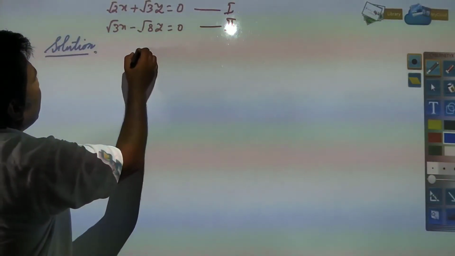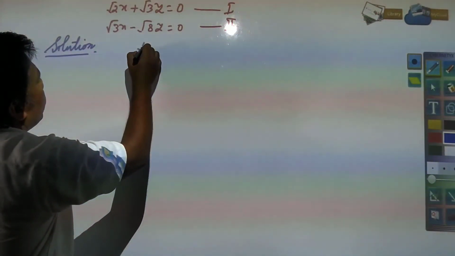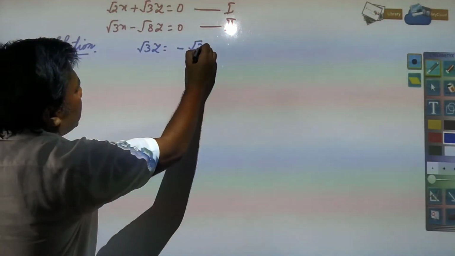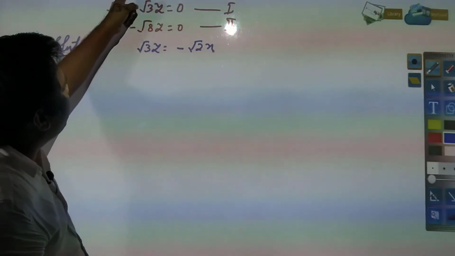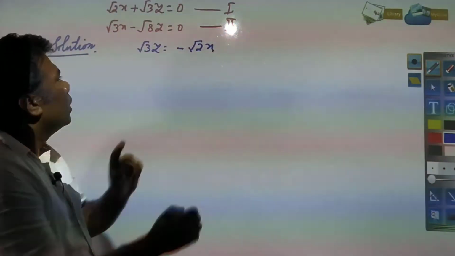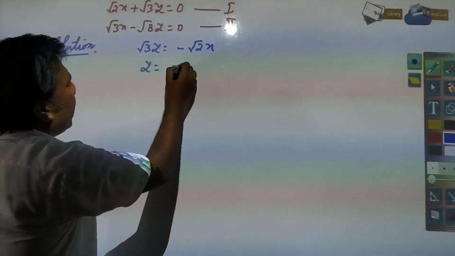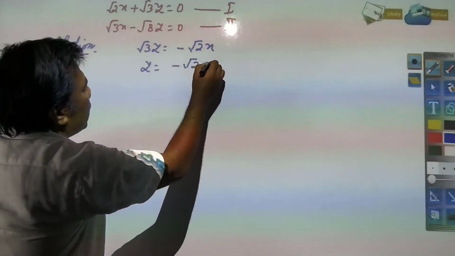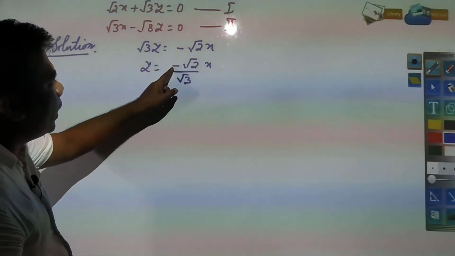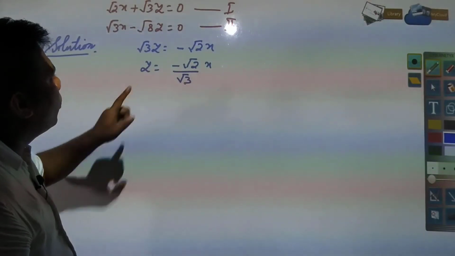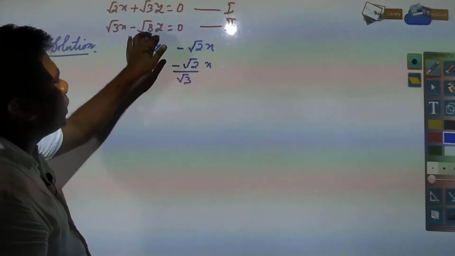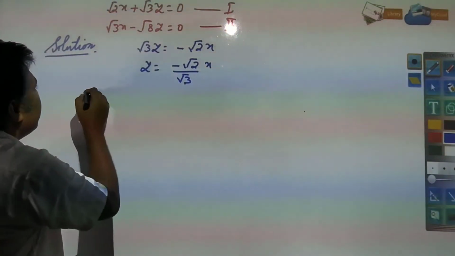Here you see, root 3y will be what? Minus root 2x. This root 2x will be taken to the right side, so root 3y will be minus root 2x. Y will be what? Minus root 2x divided by root 3, means minus root 2 by root 3 x. Y you have got. Now this y is required to be substituted in equation 2.